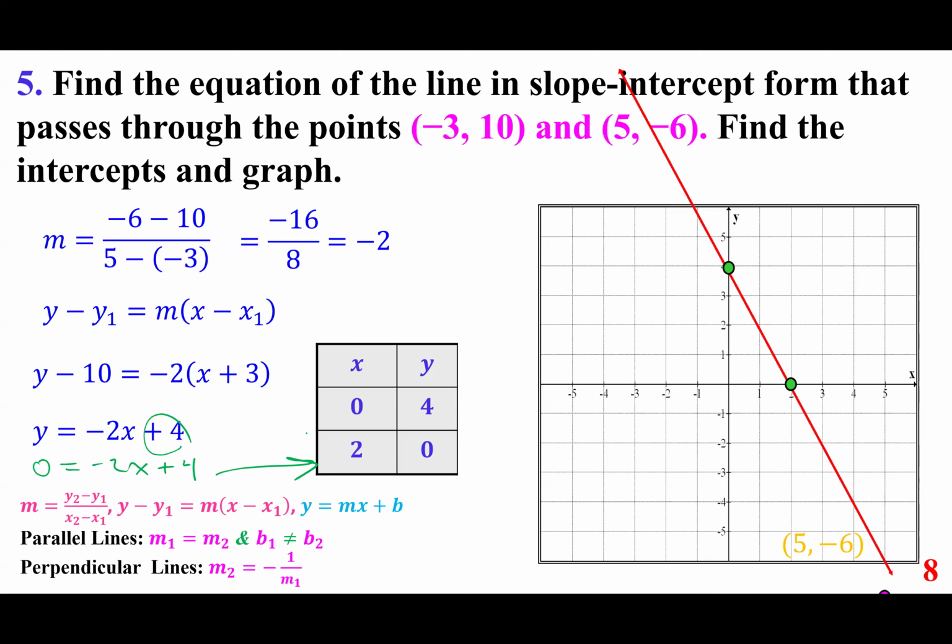One of them is 5, minus 6. The other one is minus 3. 1, 2, 3 to the left, 10 up. So it's outside the grid, but you get the picture. Now, we could always use the original ones, but I highly recommend you stick with the intercepts. They give you a better graph.